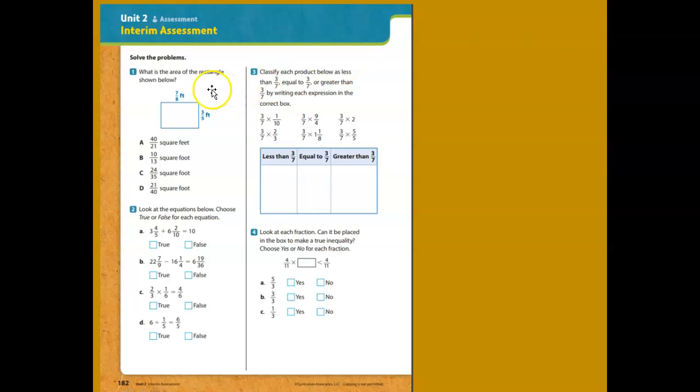Let me start explaining. What is the area of the rectangle below? So what you have to know for area is area equals the length times the width. So this one's pretty easy. It's 7/8 times 3/5. That's all you have to know for this one.